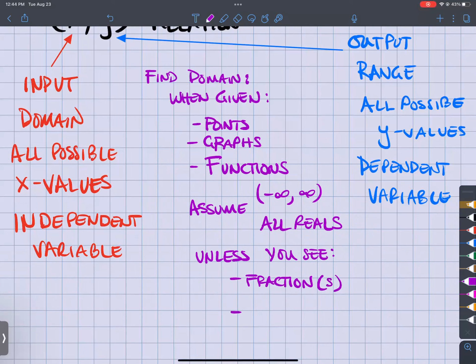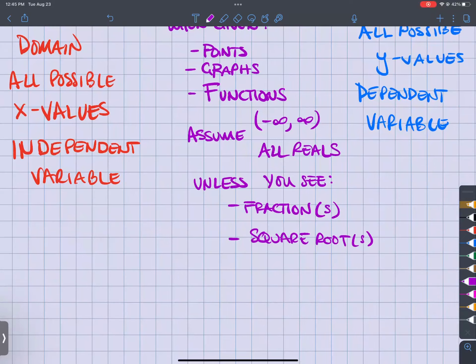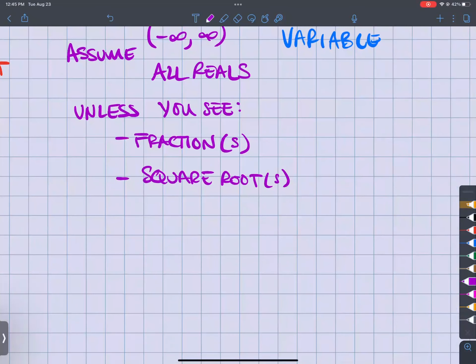What's the other one? Square root. And if there was a third one, it would be square roots in the denominator of a fraction, right? So with fractions, what I know is that my bottom cannot equal zero. If you guys want to get mathy about it, the denominator cannot equal zero.